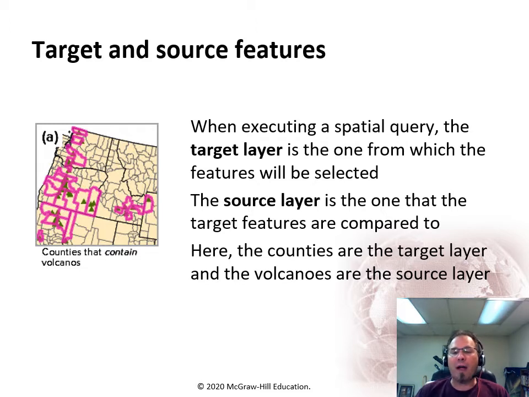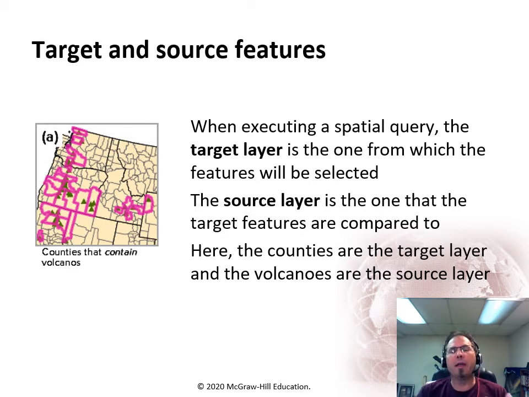Okay. So if I want back counties, counties is my target layer, and then I compare it to something else. The source layer is the one that the targets are being compared to. For example, give me all the cities within a distance of 50 miles of a volcano. Cities are my target layer because that's what I want highlighted on my screen. I already know where the volcanoes are. I want to know which cities are near the volcanoes, within 50 miles of a volcano. So the source layer is the volcanoes.